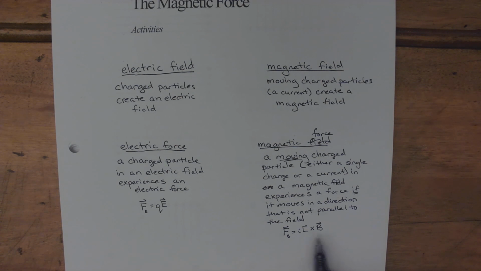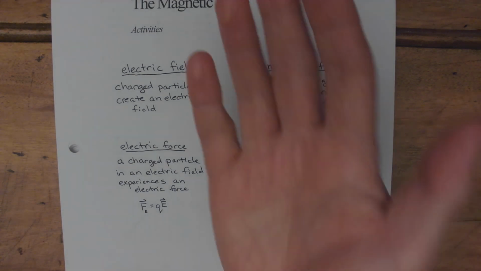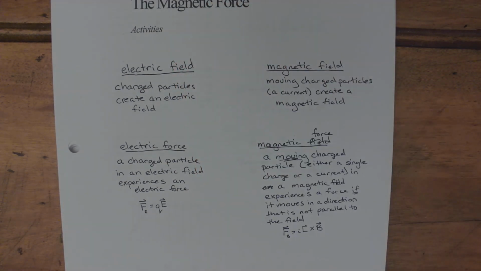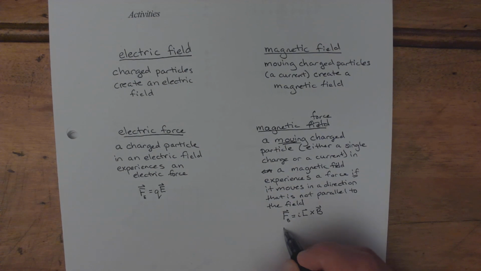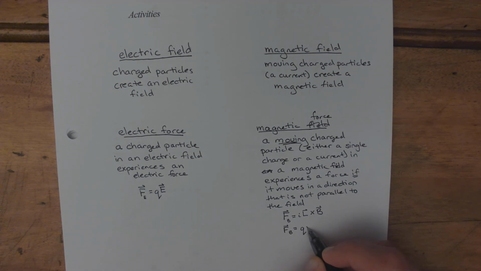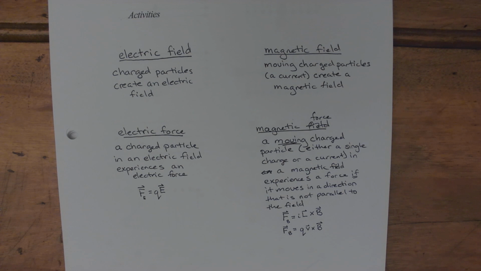Usually these vectors are one-dimensional vectors, they might be two-dimensional vectors, and oftentimes you can just figure out the direction of the cross product using your right hand. And if it's a single charge, we will calculate the magnetic force by doing Q, which is the charge of the particle, times V, which is the velocity, crossed with B. And those are the two equations which we'll be using most often in this section.